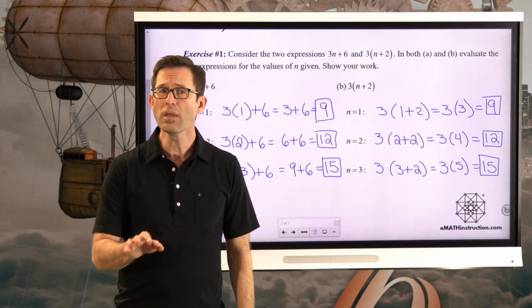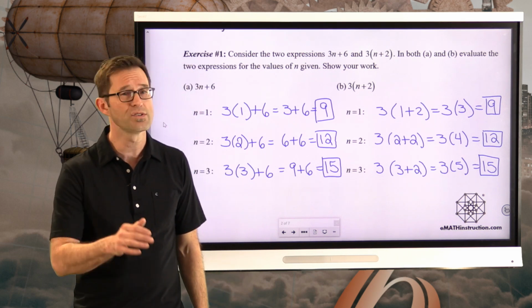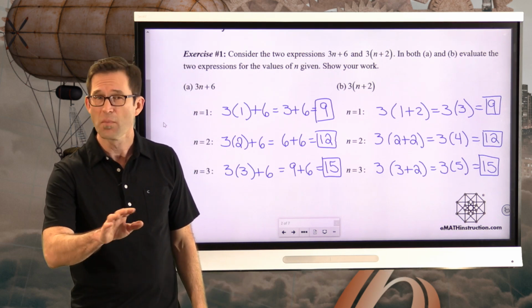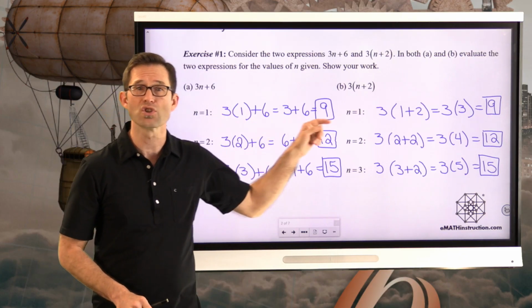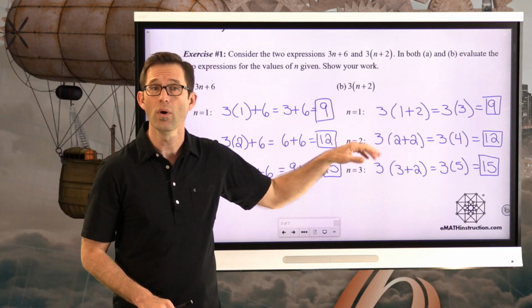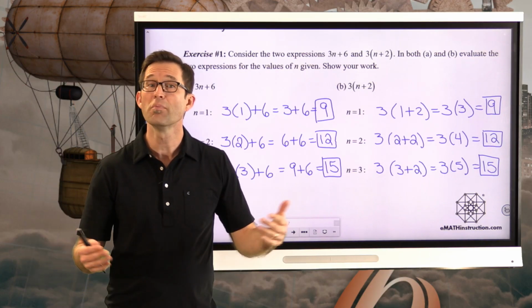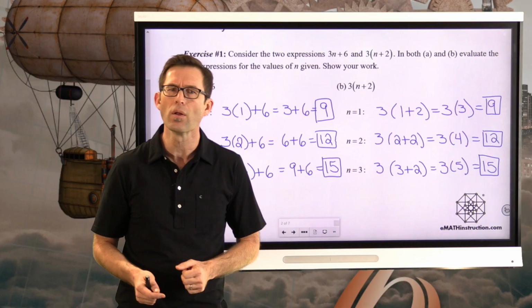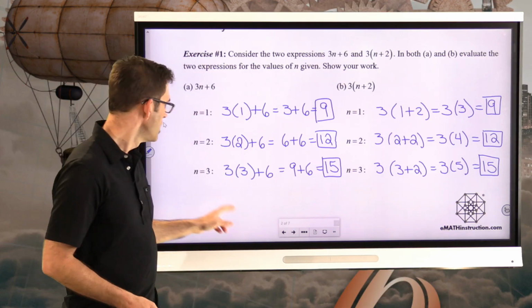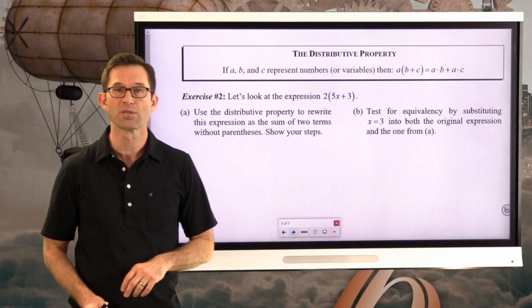Literally. That means if I was in some kind of larger algebraic problem, ones you haven't even gotten to yet, I could replace this expression with this one if I wanted to, or I could replace this one with this one if I wanted to, because they're really the same expression. They just look a little different, that's all. So let's keep going with this idea of equivalent expressions.